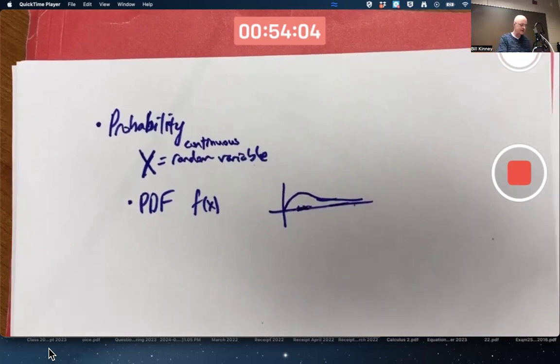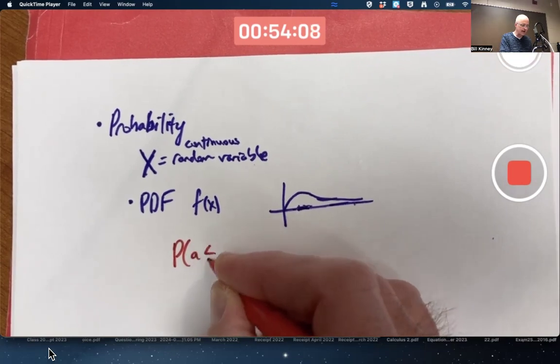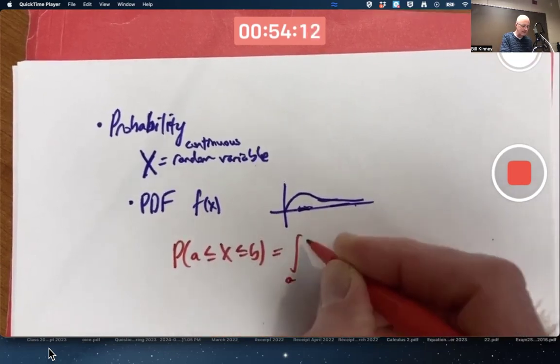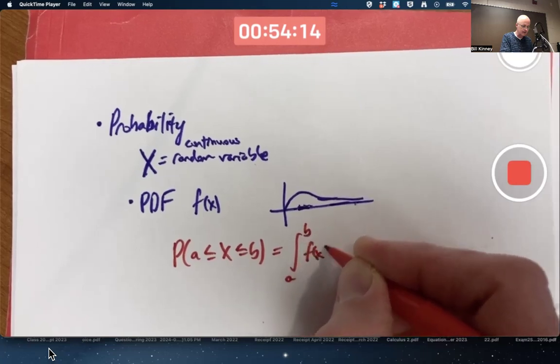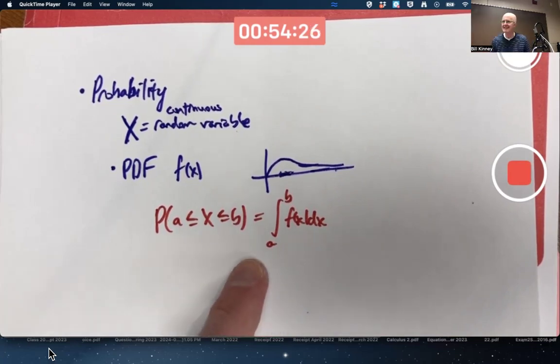These things are models. You choose f of x so that the probability that capital X takes on a value between a and b is the integral of little f. Now realize all of applied math is about approximations. Is this exactly right in a given situation? Probably not, right? It's all approximations. You hope it's a good model. You hope to choose little f, so this is approximately right.